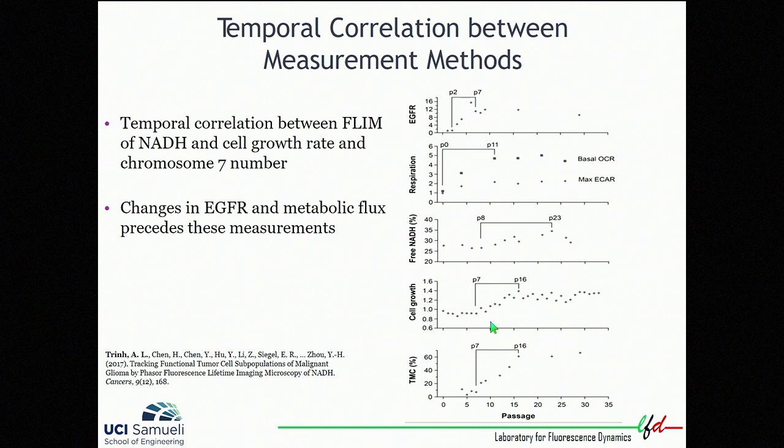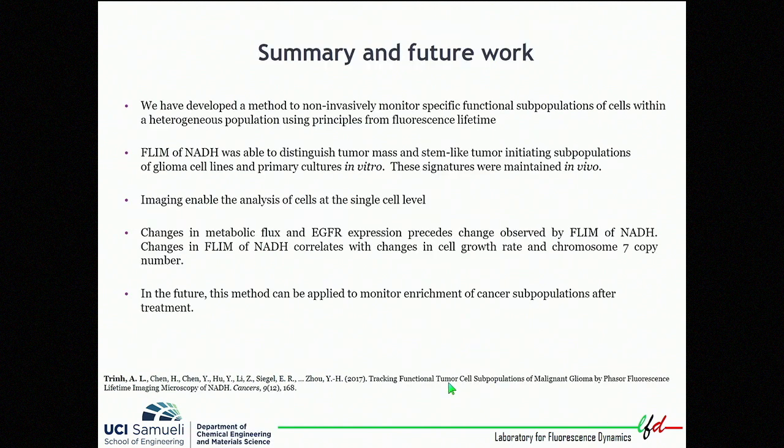So when we put all the data together, we could see that changes of EGFR expression increased between passage 2 and passage 7. The respiration rates have also increased between passage 0 and passage 4. And the population of free NADH increased at passage number 8, which correlates with cell growth and correlates with the percent of tumor mass cell populations increase.